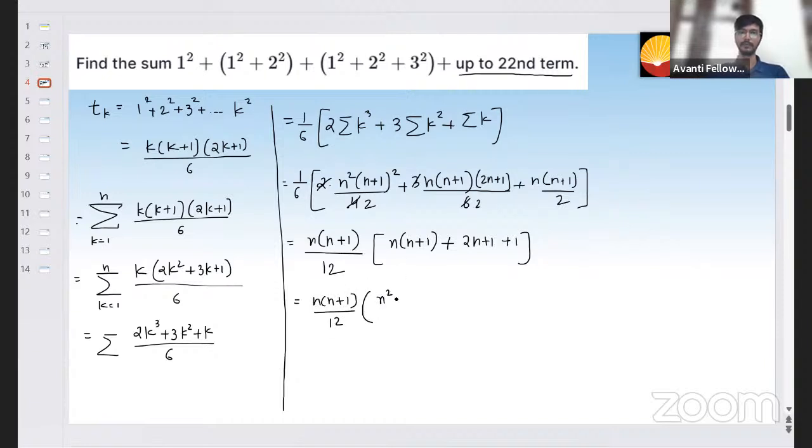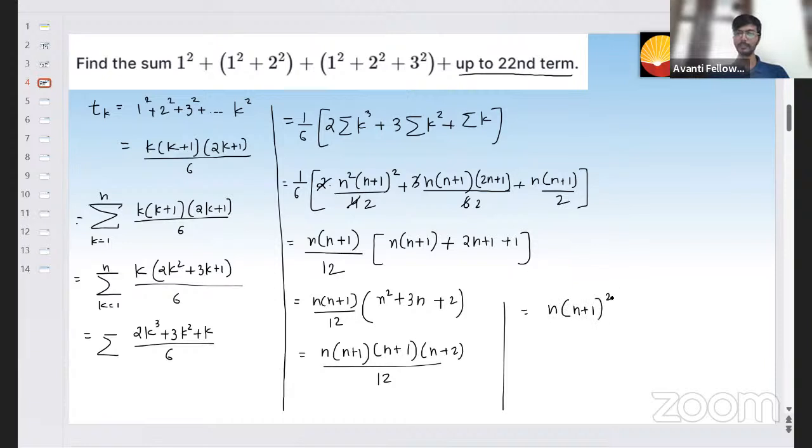Here I'll get n square plus n, or 2n पहले से, so plus 3n plus 2. Now this is easily factorizable. So this is n plus 1. What is the factor of this? 2 ones are 2. So n plus 1 into n plus 2 upon 12. So what is my final answer? My answer is very nice and simple answer. N into n plus 1 the whole square into n plus 2 upon 12. This is Sn, right? So this was Sn.